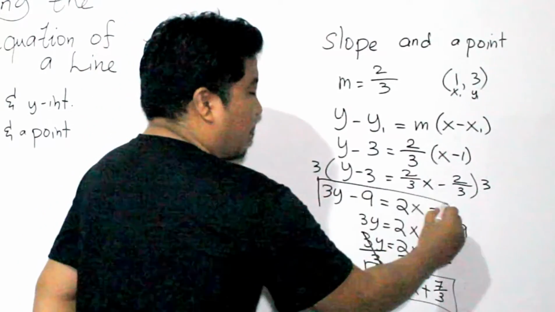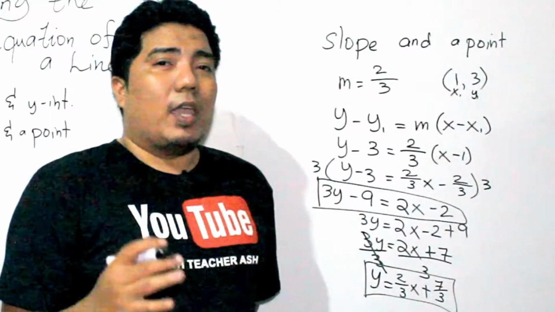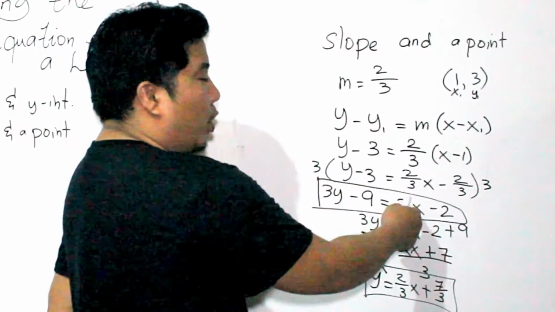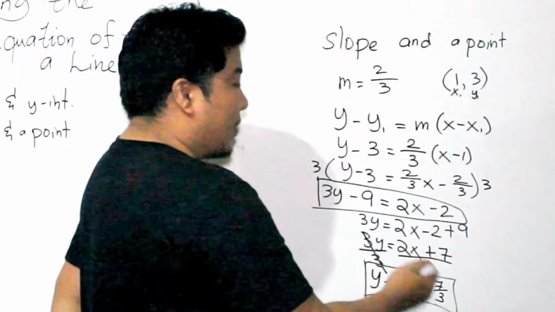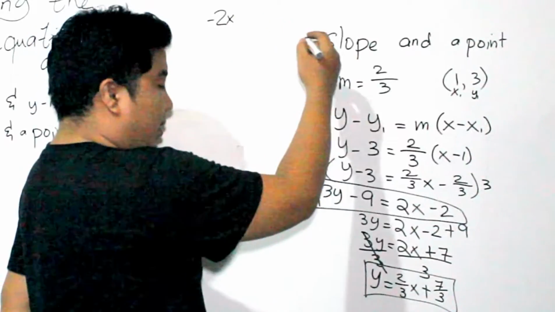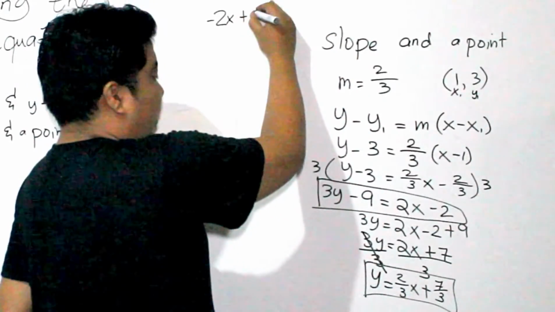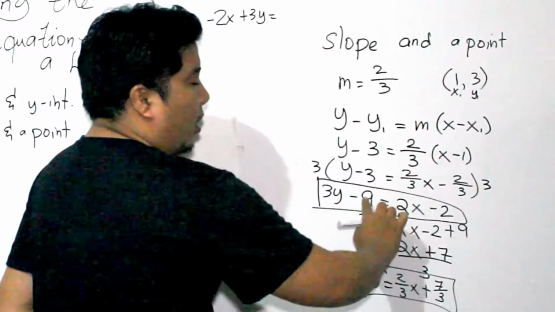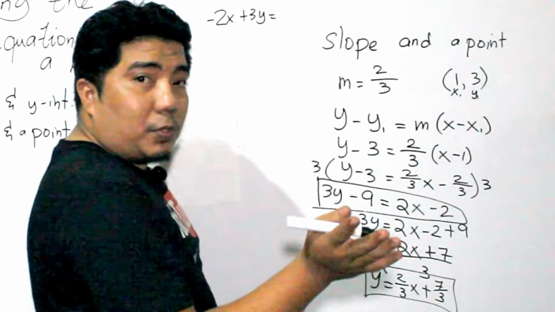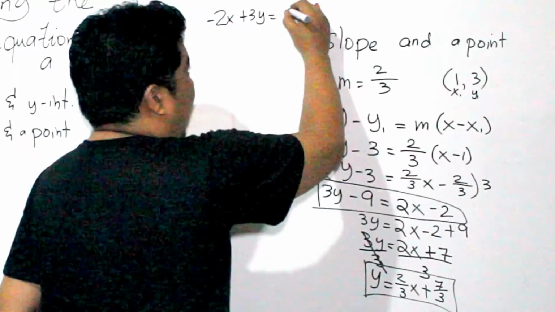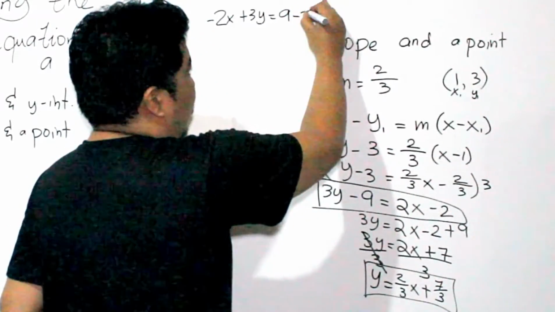Now, if you are in this part, okay, and you want to use the standard form, what you can do is you just transpose your 2x in the left side, giving you negative 2x plus 3y, and then you transpose your constant terms, those terms without a variable, to the right side, giving you positive 9 minus 2.